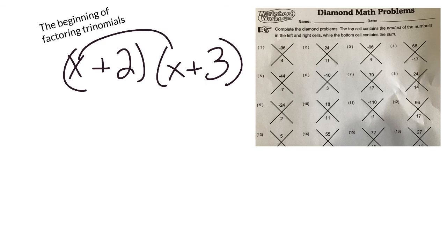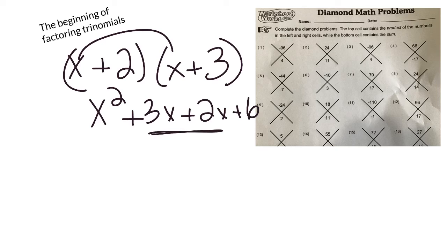We just finished multiplying binomials to get trinomials. If we do something like x squared plus 3x plus 2x plus 6, we add those middles and we get x squared plus 5x plus 6. So this is multiplying, this whole process.